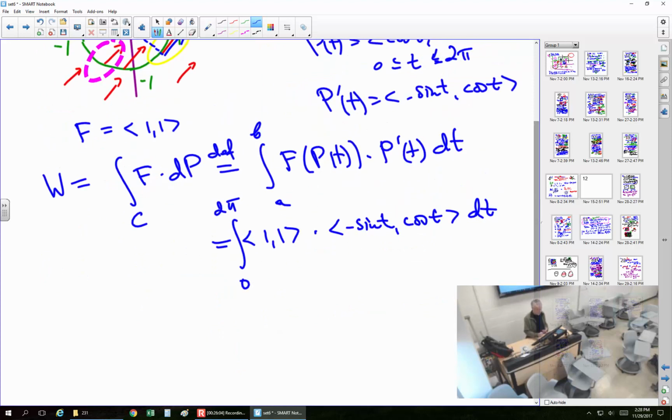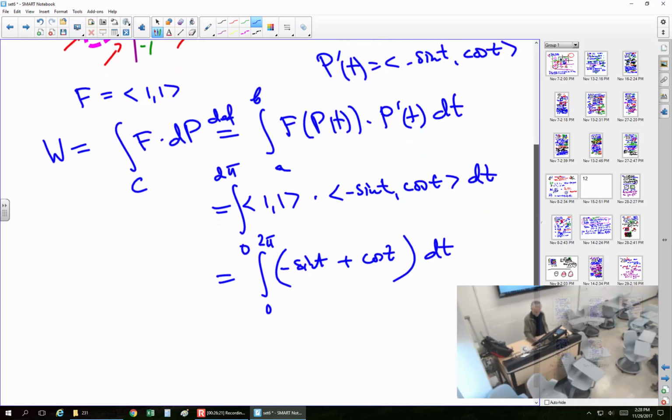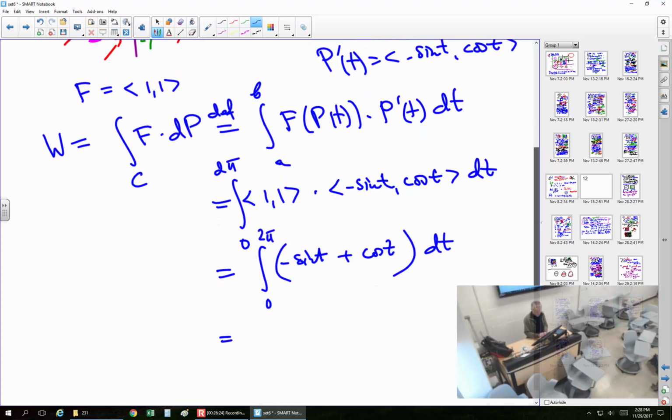So once the dot product is done, this is a calc 1 integral. It will be negative sine t plus cosine t. Integrate. What's the integral of sine? Negative cosine. So I have cosine t here, and I have negative sine there. The limits are 0 and 2 pi, and well, it will be 0. Just subtract 0 minus 0.